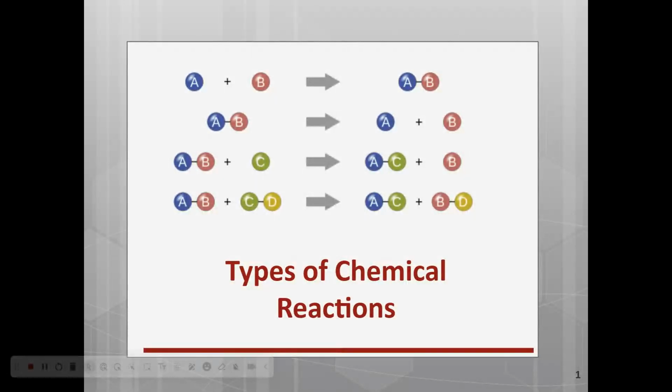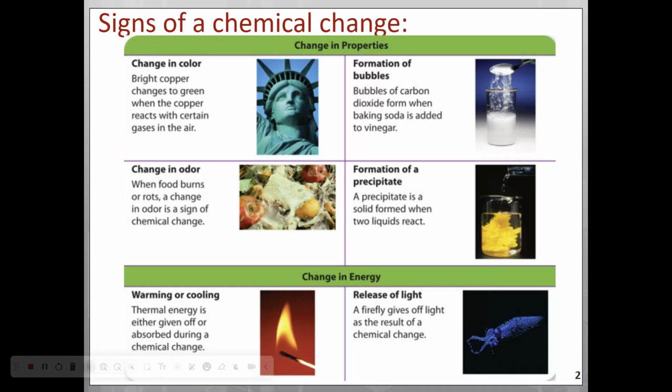Here's a brief introduction to the types of chemical reactions that we will observe in chemistry. This first slide actually shows you some great representations of the patterns that we will see on the following slides. But before we get into those types of reactions, how do you know if you've seen a chemical reaction? There are either going to be changes in properties or even changes in energy that we can still observe.